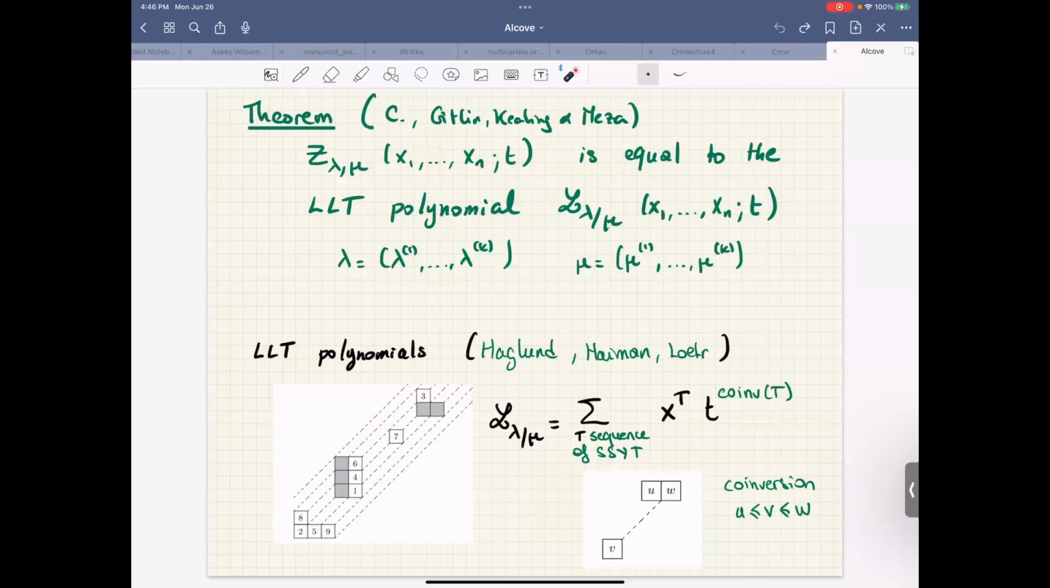Now the LLT polynomials are indexed by a k-tuple of semi-standard Young tableaux. The co-inversions: the k semi-standard Young tableaux are aligned with their content lines, okay? And you can have a co-inversion whenever you find 3 entries, 2 in the same tableau and 1 in another tableau, that are on this cycle, such that u is less or equal to v and less or equal to w.